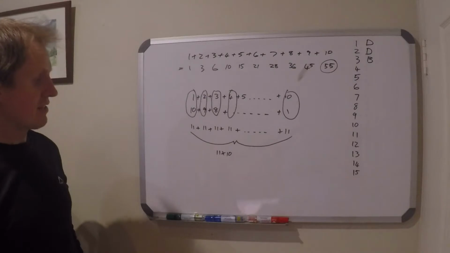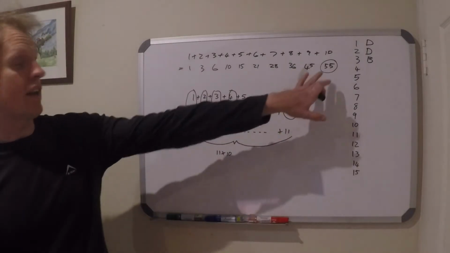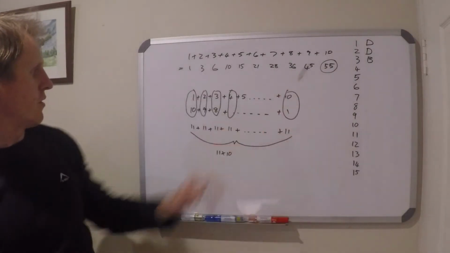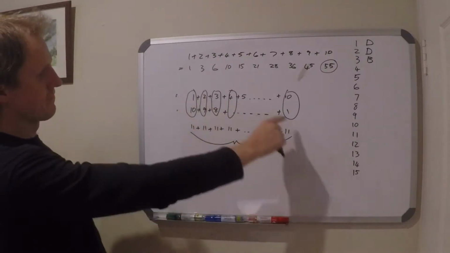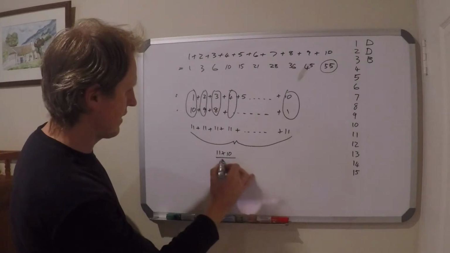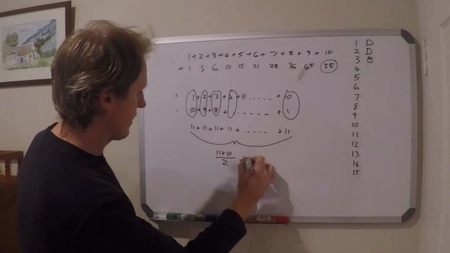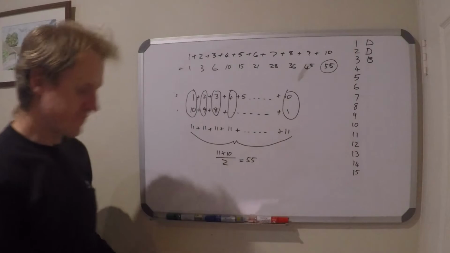And finally, what that's going to give us is 110, and we know that our answer is 55, so what have we done wrong? Well, we've added this twice. So we need to divide that by 2, and that gives us 55.